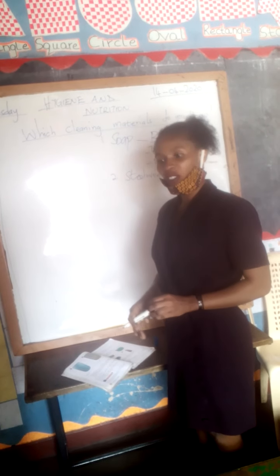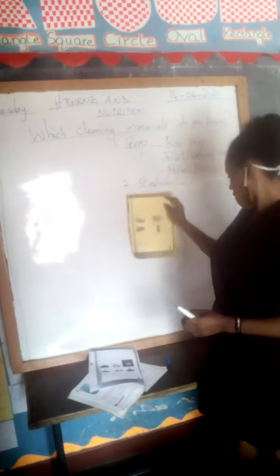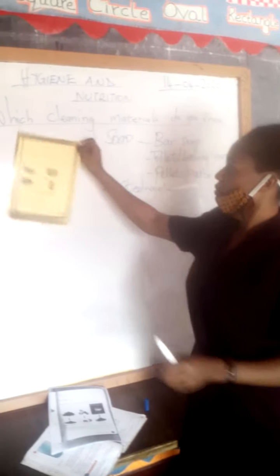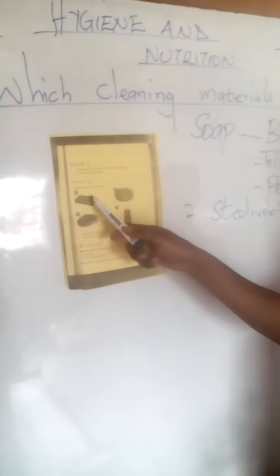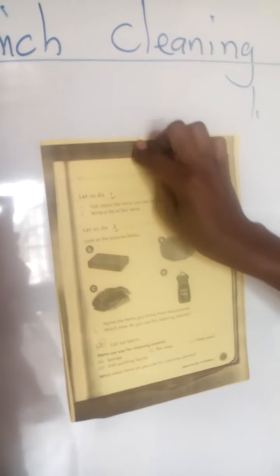Some of the materials we are having here, we have the materials with us. Some of the materials we have just talked about are these ones. So we have talked of soap. We have talked of the spot free. We have talked of steel wool.